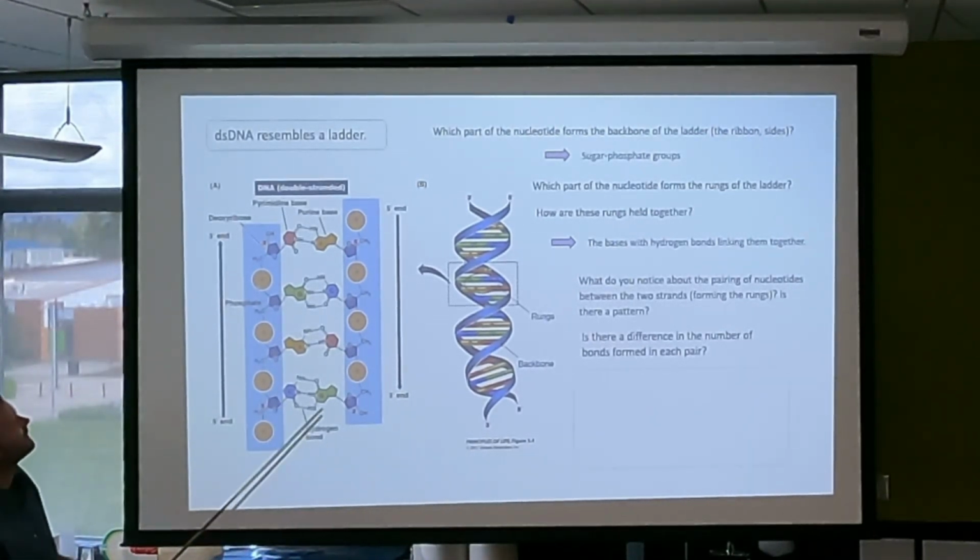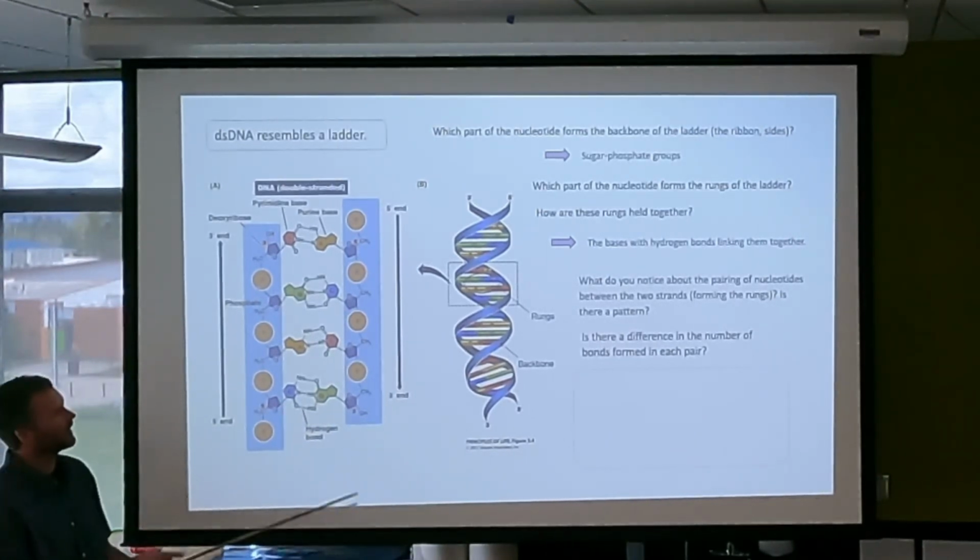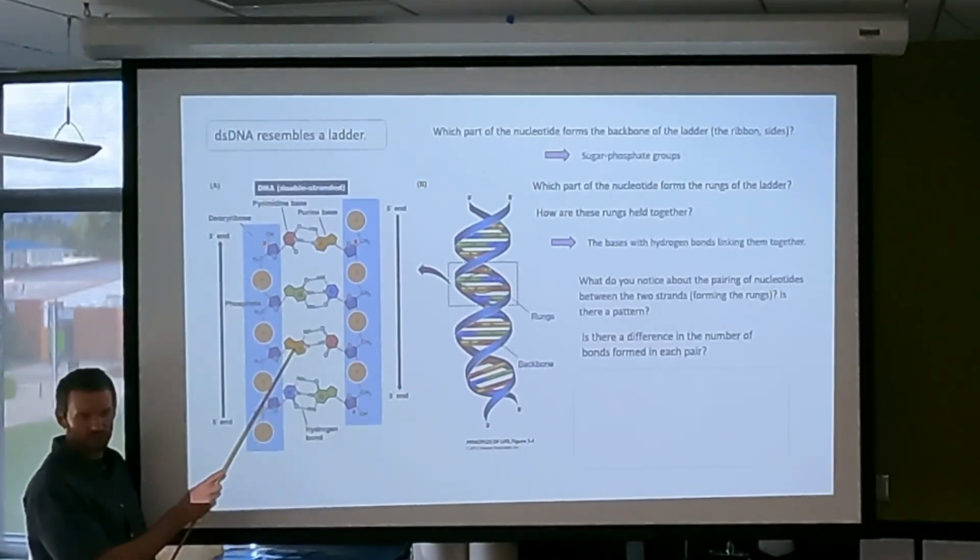And uracil, it just replaces T. Yeah, when we get into RNA, that uracil is going to replace the T, and uracil is going to bond with adenine.